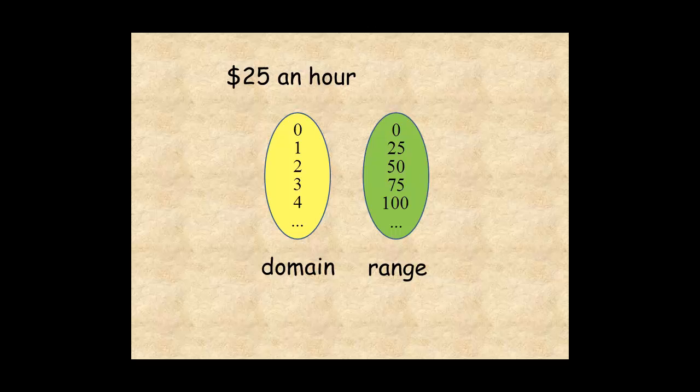For example, if you asked, "How much do I get for -3 hours?" the answer would be, "That's not defined." A negative number of hours does not make sense, so negative numbers are not in the domain of the relation. A relation is not defined for values that are not in its domain.